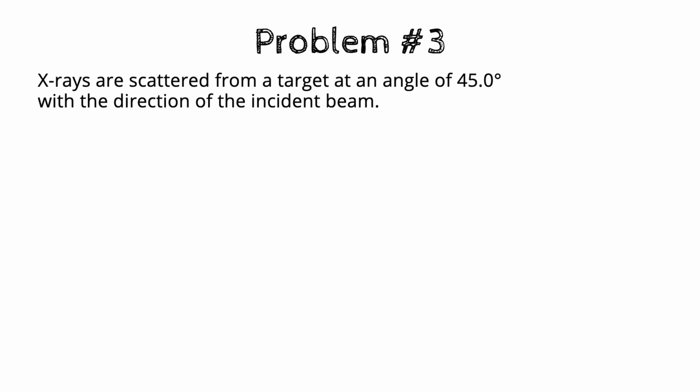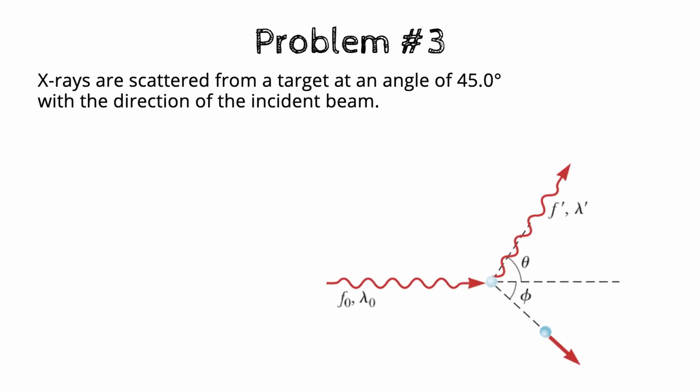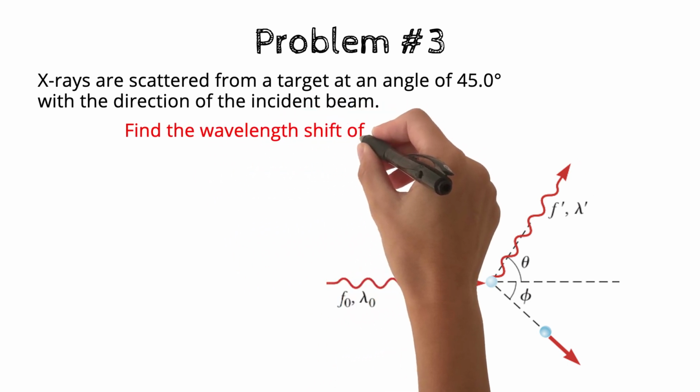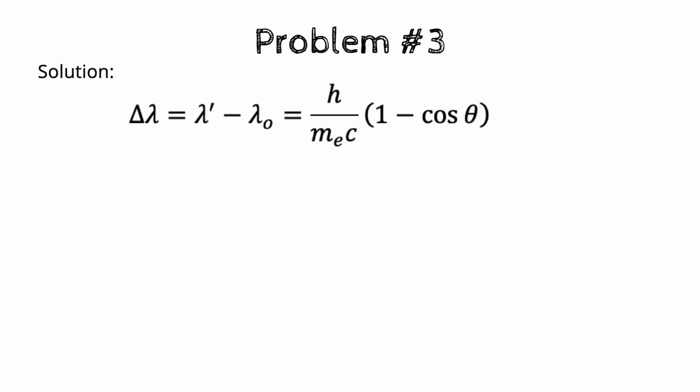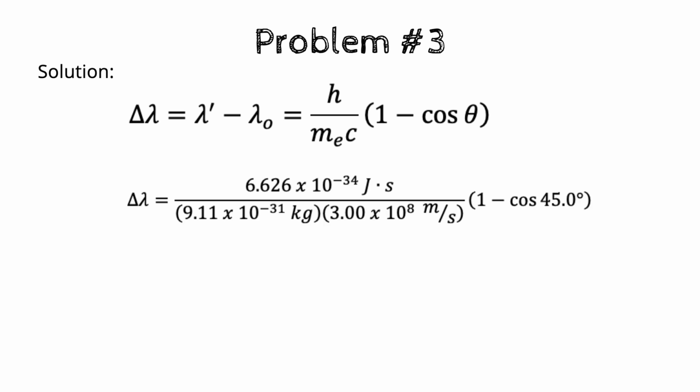Problem number 3. X-rays are scattered from a target at an angle of 45.0 degrees with the direction of the incident beam. Find the wavelength shift of the scattered X-rays. In this problem, the only given value is the angle theta of 45.0 degrees. The problem is asking for the wavelength shift of the scattered X-rays. From the Compton shift equation, we will just plug in the necessary values to solve for the wavelength shift.